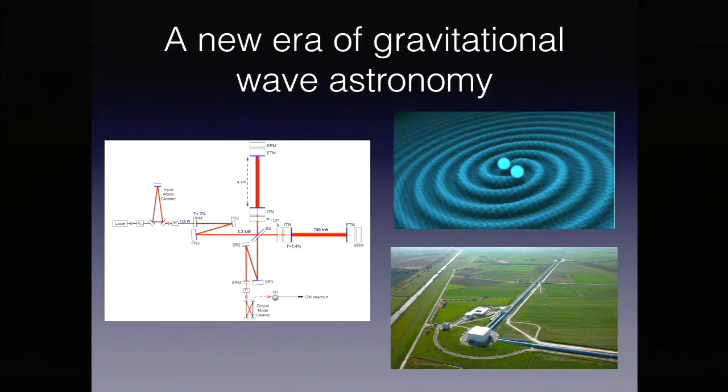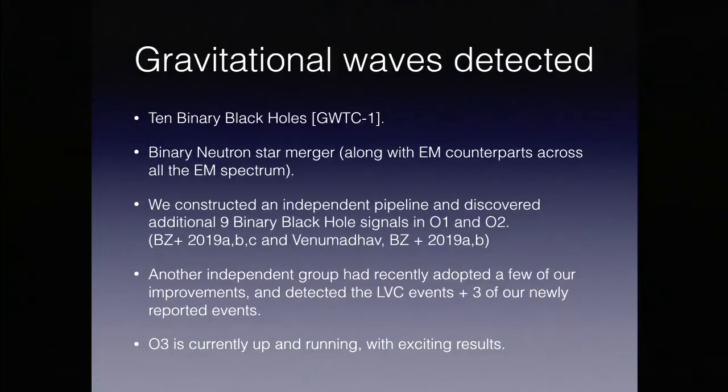I'm sure that in this building you have already heard magnificent talks about the new era of gravitational wave astronomy, so I'm not going to repeat all that. In a short recap of what we have discovered, the astrophysics: we have discovered 10 binary black holes that were published by the LIGO collaboration in the Gravitational Wave Transient Catalog number one. There was one binary neutron star merger, an astounding discovery.